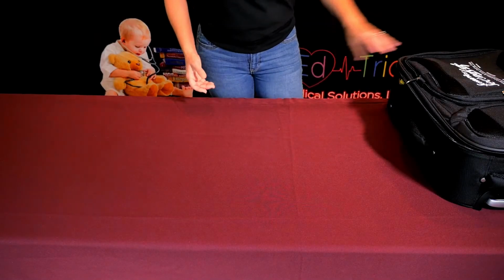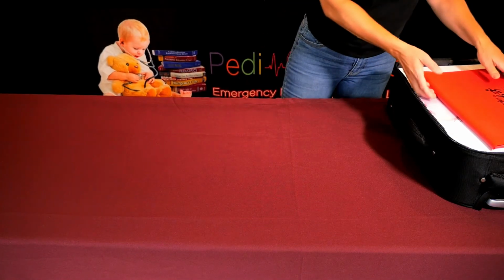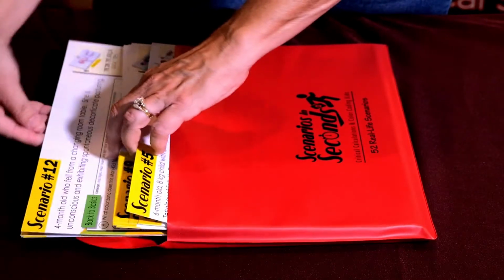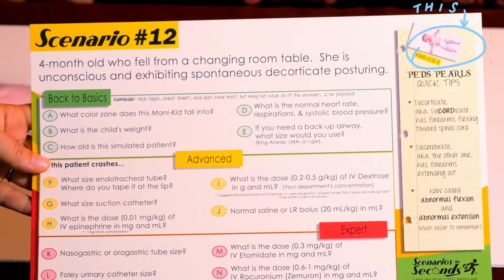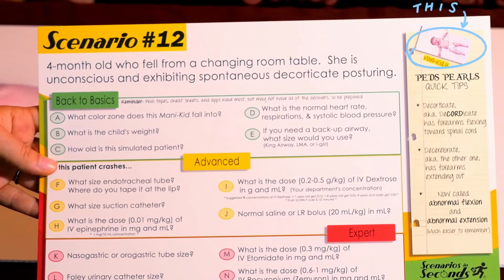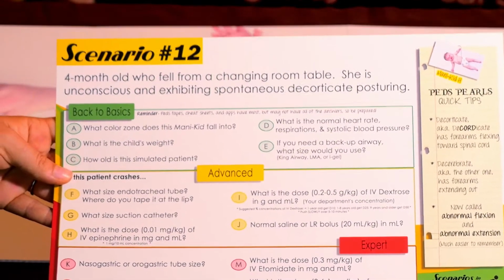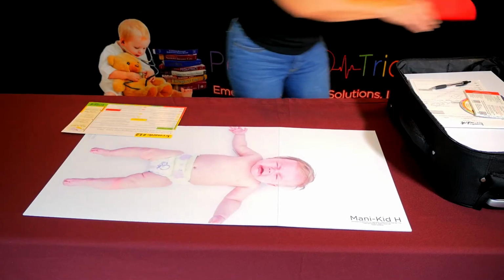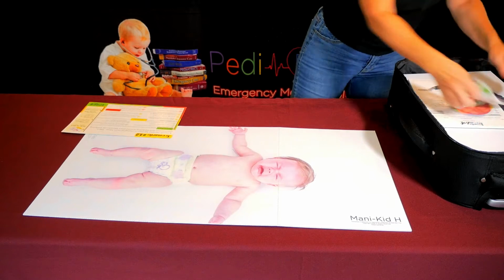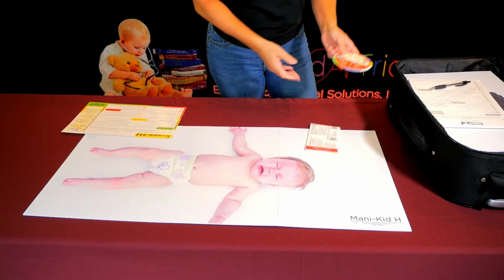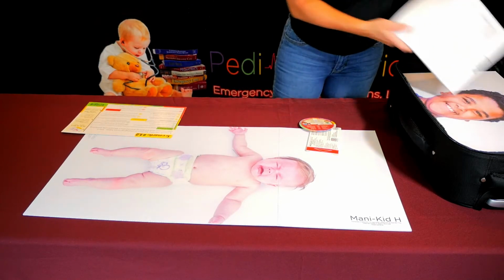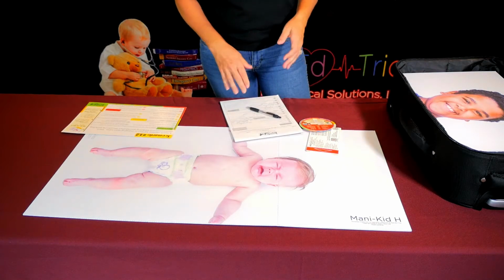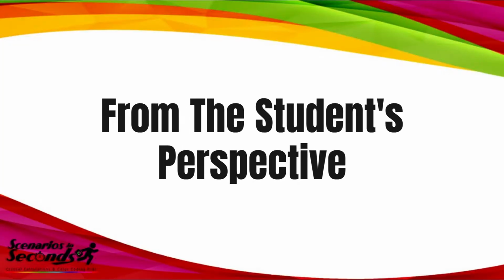From an educator's perspective, all you have to do to get started is simply choose one of the scenario cards. In the upper corner of the card, you have a picture of the Mani-Kid. You want to make sure that you have the corresponding Mani-Kid that goes with that scenario. Put that out with your scenario card. You want to grab your Broslo tape, your PD wheel, whatever cheat sheets you're using, put that out for your students. Grab your answer key, a pen, and that's it. You're ready to go.